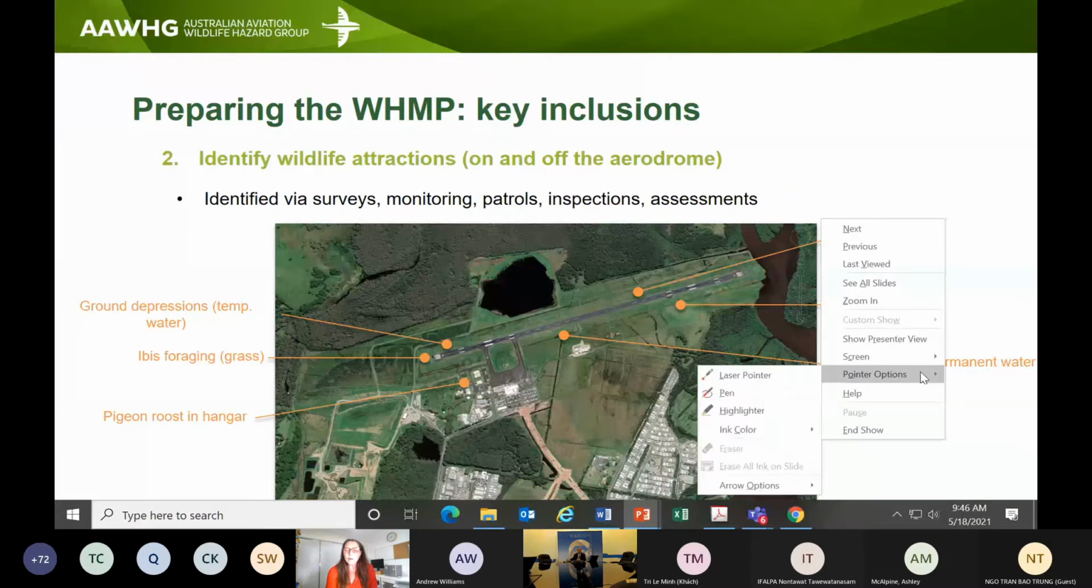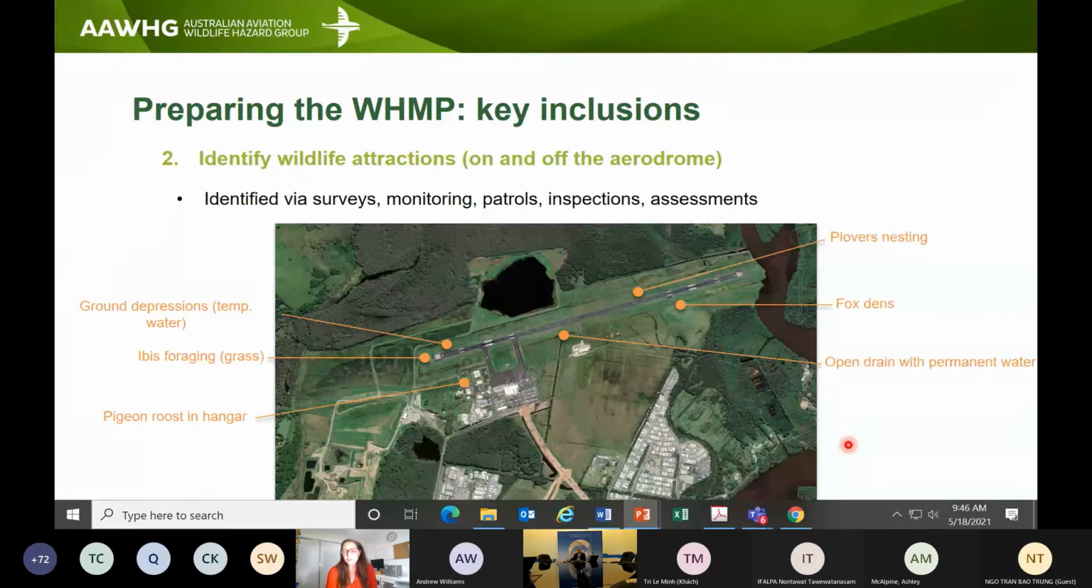Above that, there was an area on the airfield that was particularly attractive to an ibis that was foraging in grass. So they could then identify the particular attractant, the particular species of grass that was attracting those ibis. Above that, there is a low-lying area on the airfield that after rainfall accumulates with water, which makes the opportunity for birds to forage much more appealing, and at those times would see a big increase in wildlife activity.